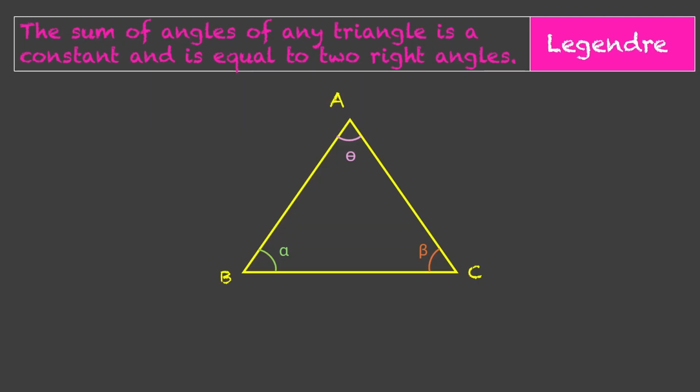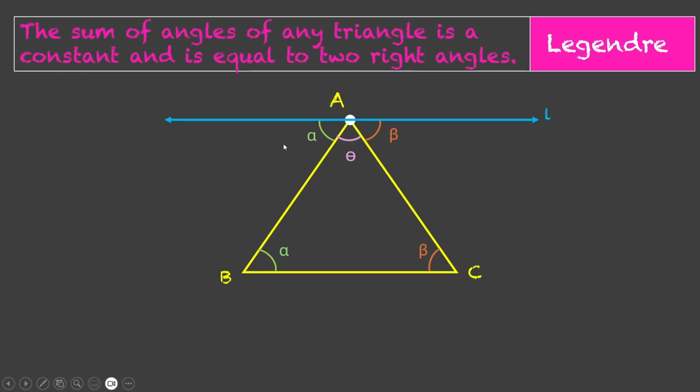Playfair's axiom says that if you have a given line BC and a point A not on this line, there is exactly one line which is parallel to the given line. So L here is parallel to BC. Now if these two lines are parallel, AB is the transversal. So then this angle and this angle, they make a pair of alternate angles and they are equal. So this is alpha as well. Similarly, if this is beta, this angle will be beta as well. They make a pair of alternate interior angles.